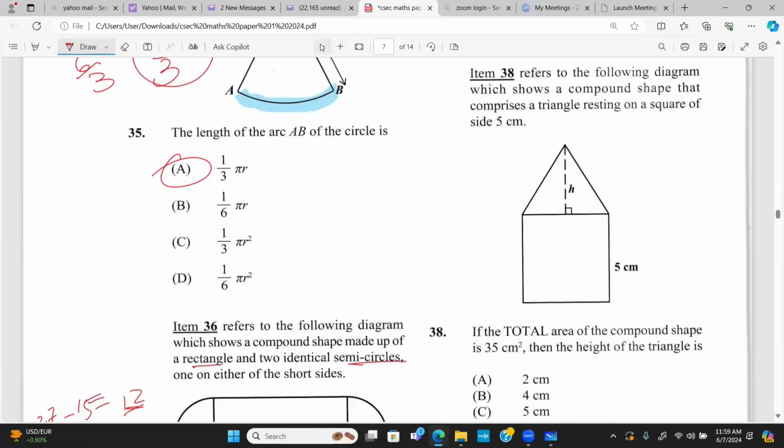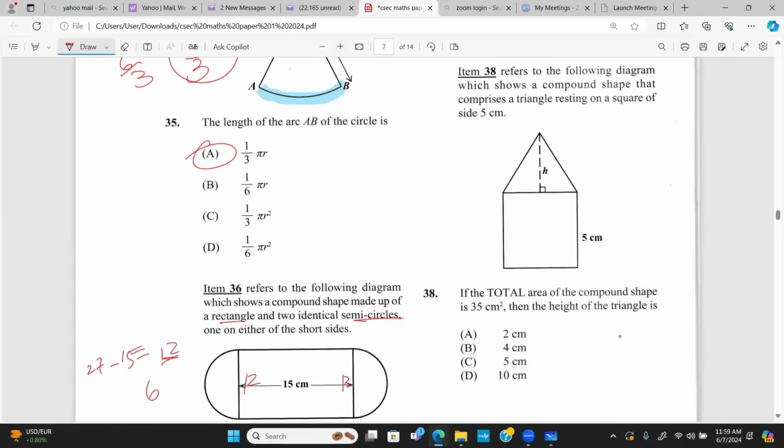Let's take a look at this question quickly. We're looking at a square with a side of 5. That means here is 5, here is 5, here is 5. No problem. What else do we have here? This diagram refers to the composite shape that comprises a triangle. All right, good. Let us see what else we have. It says if the total component here is this, then find the height of the triangle. So what I'm going to do is find the area of the square, which is 5 times 5, 25.